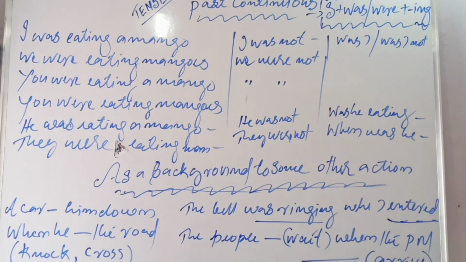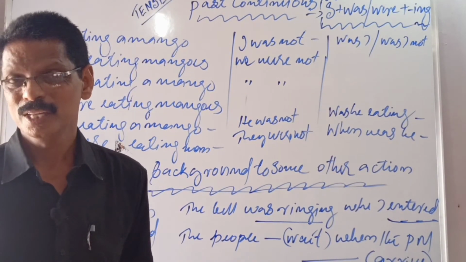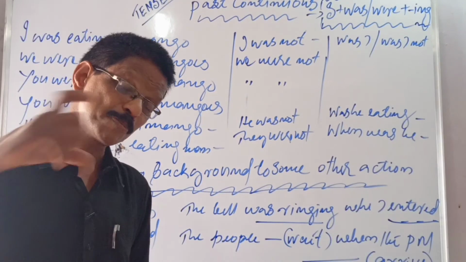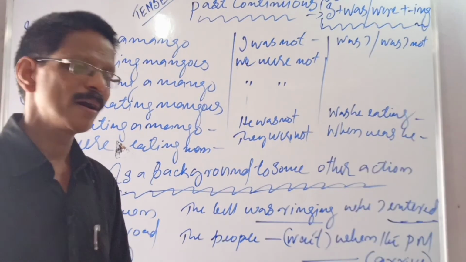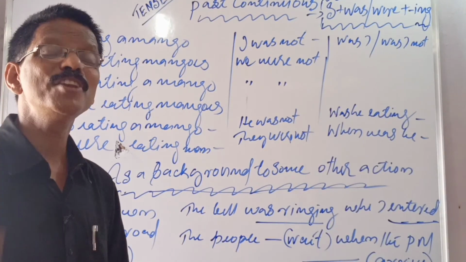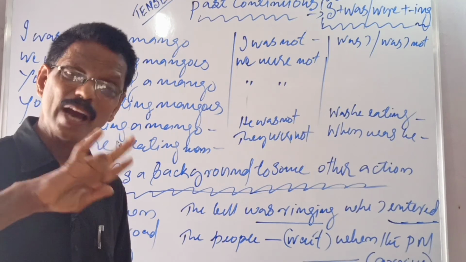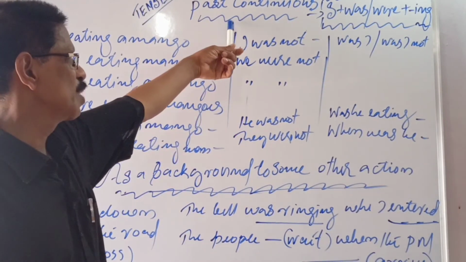She was singing a prayer song when I saw her in the church. The bell was ringing when I entered the college. The students were speaking when the teacher entered the classroom. Is it not so? He was sleeping when I went to meet him. Yes. Two actions will be there. One will be happening as a background to another action. That is called past continuous tense.